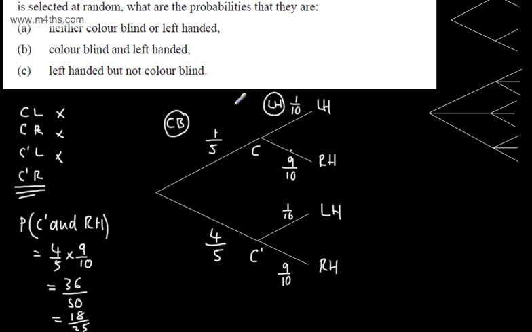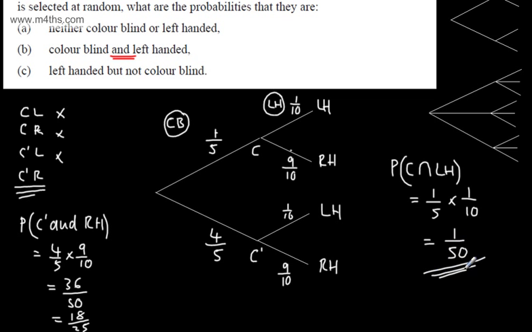So colourblind and left-handed, we can write here the probability of colourblind, and I'm going to use this notation again. This is saying and, or if you like the intersection. Colourblind and left-handed, we simply follow the branches. As soon as the word and kicks in, we must use the multiplication. So let's go ahead and do that. So we're going to have now the probability of being colourblind. This is going to be 1/5, multiplied now by the left-handed, which is going to be 1/10. That's going to give me 1 in 50 chance.